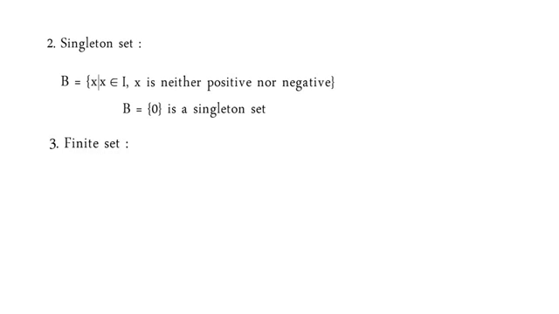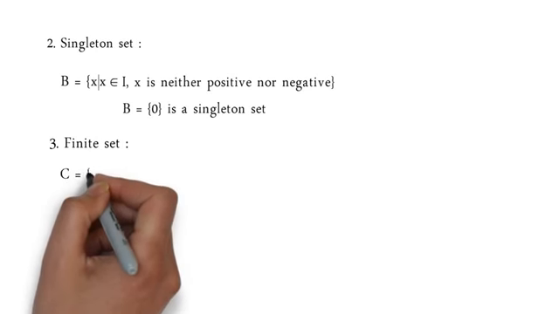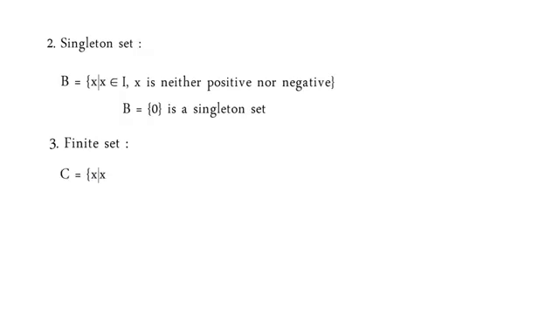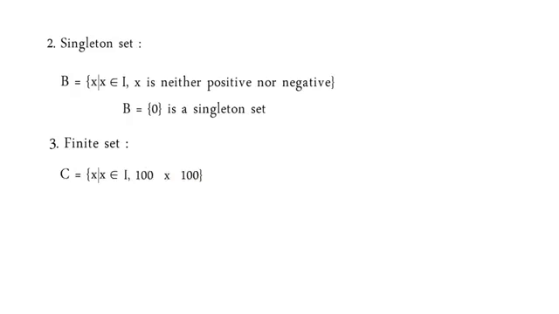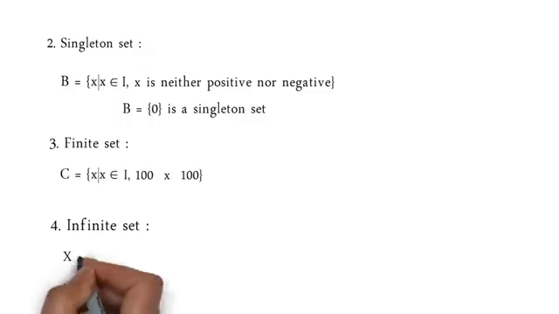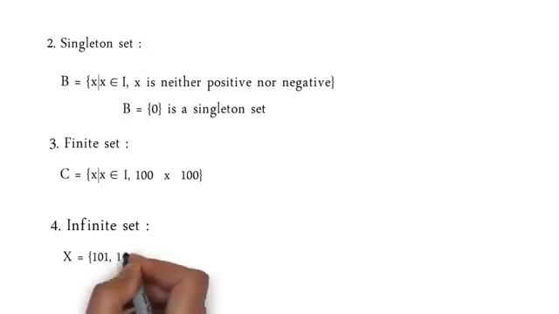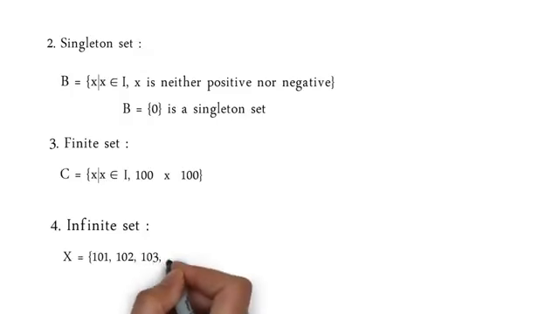Finite set. Here, C is equal to the set of all x where x belongs to I, 100 by 100. Infinite set. Here, x is equal to 101, 102, 103 and so on.